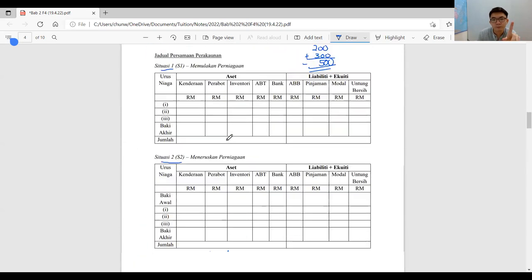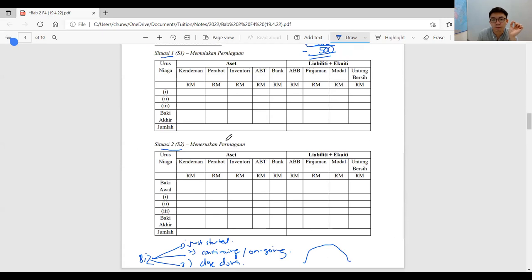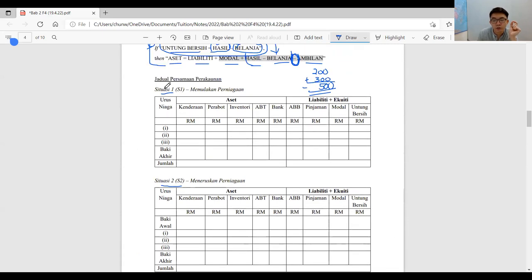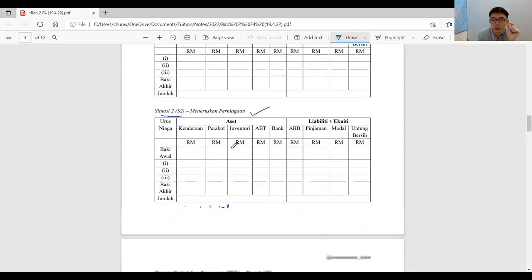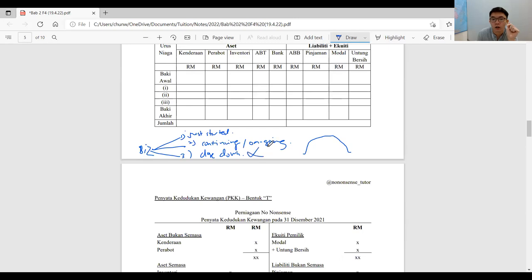So here, for this persamaan perakaunan, there are two situasi. The first one is the just started one, and the second one is the continuing one. Can you see it? So for each way, we have a slightly different way to do the question. So you have to read the questions carefully. But of course, there's no third way for this close down one, because if sudah close down, then you don't have to do the persamaan perakaunan anymore, isn't it?